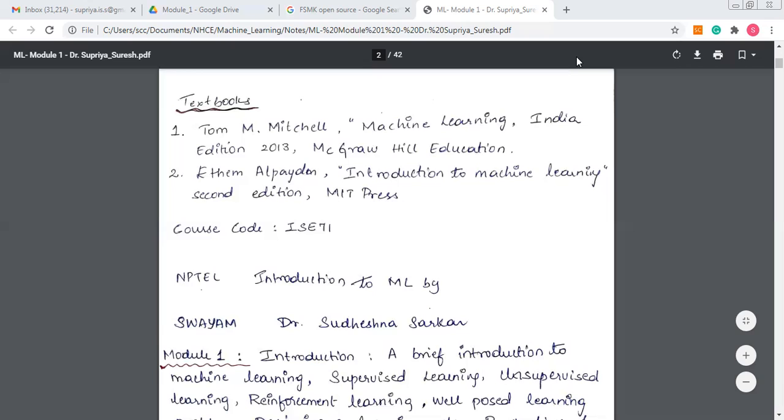If you want to check out the series of NPTEL Swayam, there's one from Dr. Sudeshna Sarkar, Introduction to Machine Learning.